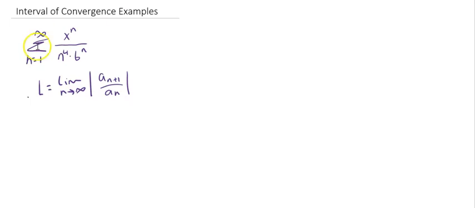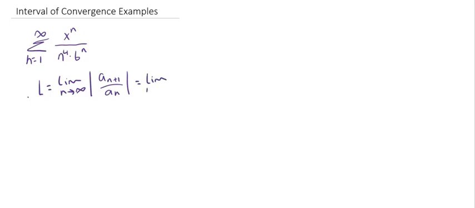So just to back up a moment, I've got the sum from n equals 1 to infinity of x to the n over n to the fourth times 6 to the n. It's got these x's in it, and that's part of the interval that I'm going to find. I'm going to find x values for which this thing would converge. So let's go ahead and do this.